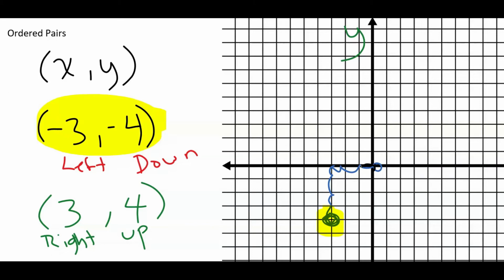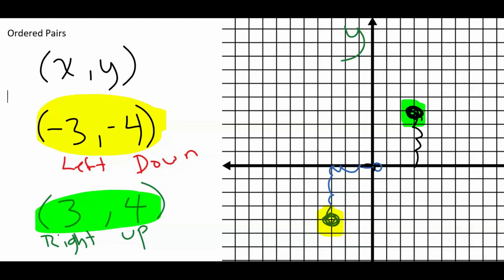Now if I were to graph this other point down here, this is +3, +4. If I were to graph that, I'm going to start from the center, I'm going to go right, 1, 2, 3, and then I'm going to go up, 1, 2, 3, 4. And that's where that point would be if I were to graph it. So the signs make a huge difference. They're in two totally different quadrants of the graph. One I had to go left and down, the other one I had to go right and up, because the second one was positive, the first one was negative.